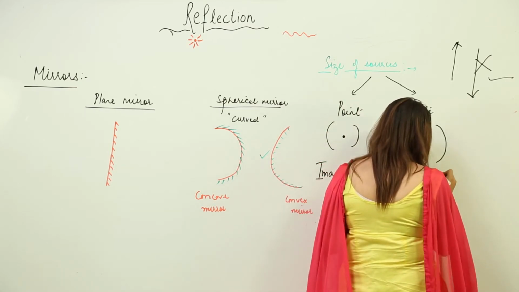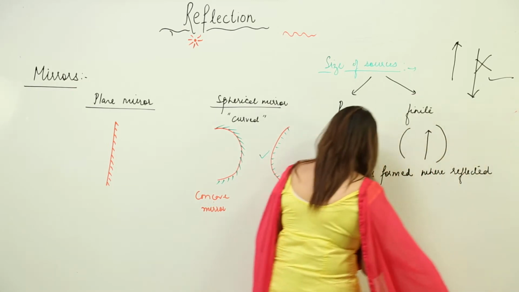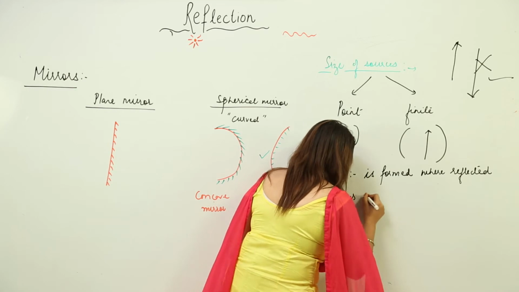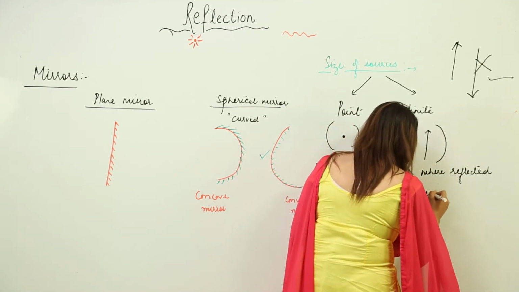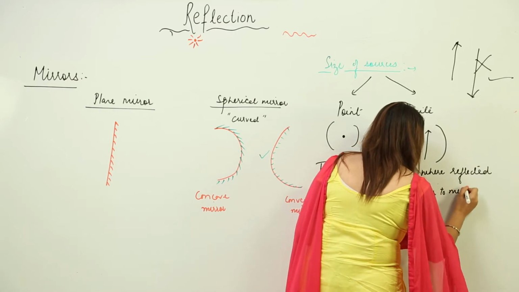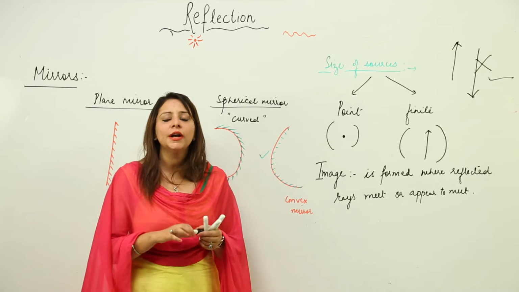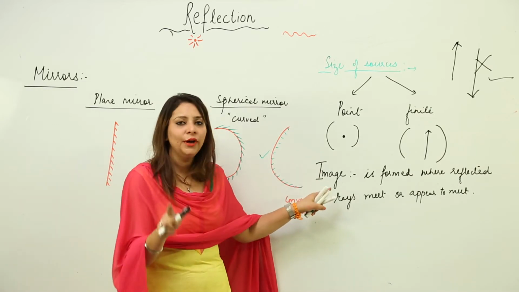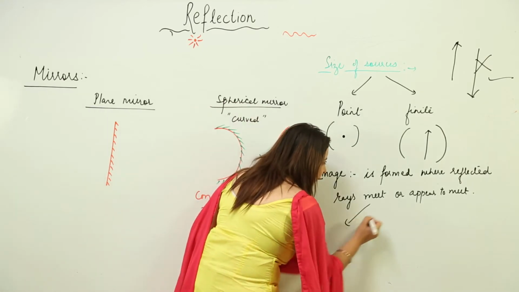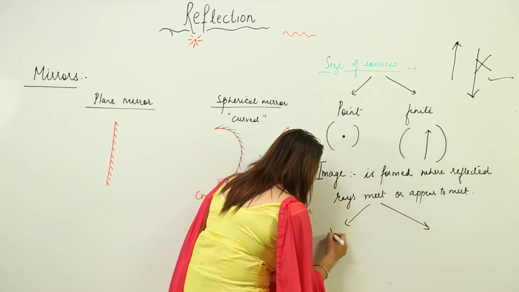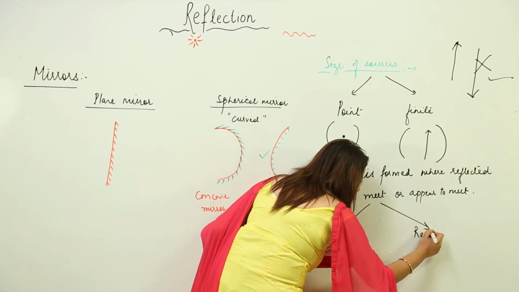See, image is formed where reflected rays meet or appear to meet. So the point where reflected rays meet or appear to meet is that point where the image is formed. So depending upon that, we have two kinds of images. One is the virtual image, other is the real image.